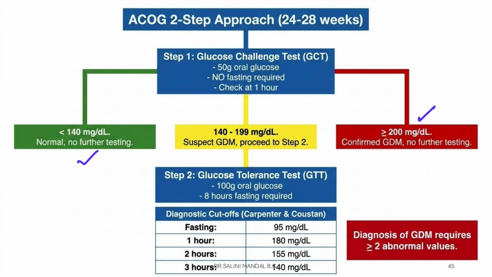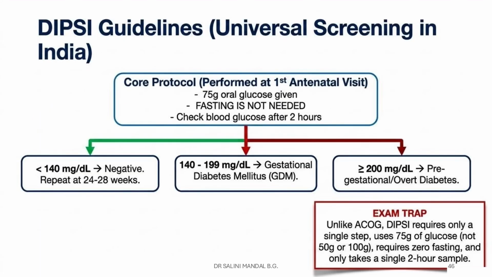So the people who are going to have 140 to 199, we go for a glucose tolerance test, in which 100 gram of glucose is given, and 8 hours fasting is also required. In that, fasting 95 is the cutoff. 1 hour 180 is the cutoff. 2 hours 155 is the cutoff, and at 3 hours it's going to be 140 cutoff. If any two of them are abnormal values, we say that the lady is having gestational diabetes. Simple.